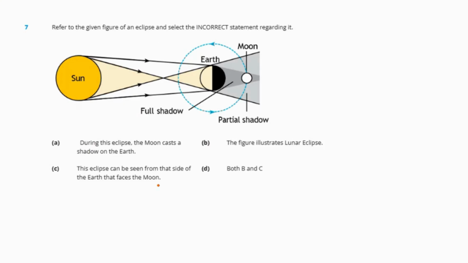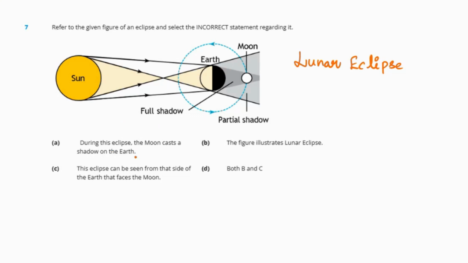Next, refer to the given picture of an eclipse and select the incorrect statement regarding this. Okay. So this picture, when Earth comes between Sun and Moon, so this is a picture of what? This is a picture of lunar eclipse. So in lunar eclipse, the Earth will come in between Sun and the Moon, right? So we have to select the incorrect statement regarding this.